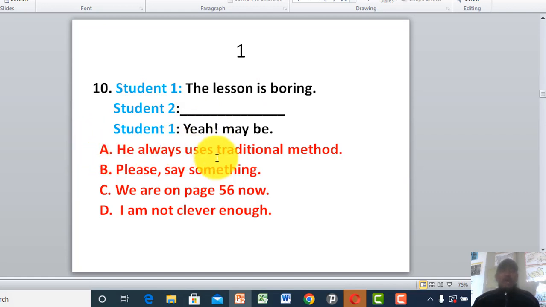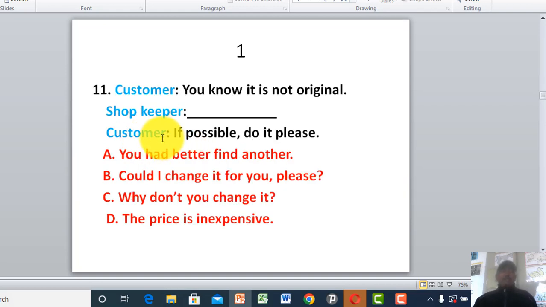He failed it, okay? So the answer is what? The lesson is boring. He always uses traditional method. The teacher is not participatory. The lesson or the contents are difficult, or I cannot communicate with the teacher in English. All these are an appropriate response to get.